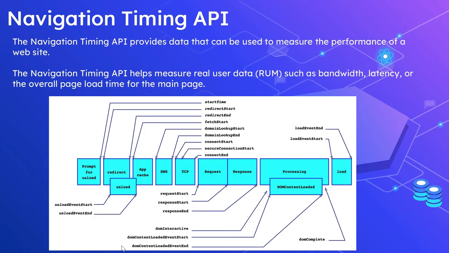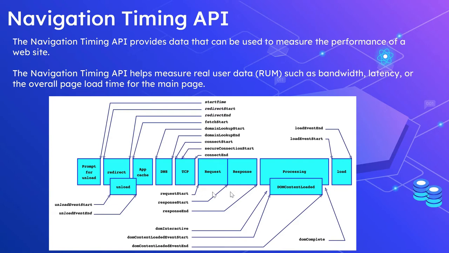Next one is Navigation Timing API. Navigation Timing API provides data that can be used to measure the performance of a website. The Navigation Timing API helps to measure real user data such as bandwidth, latency, or the overall page load time for the main page. This graph shows the different timing attributes defined. Example, start time, redirect start, redirect end, fetch start.